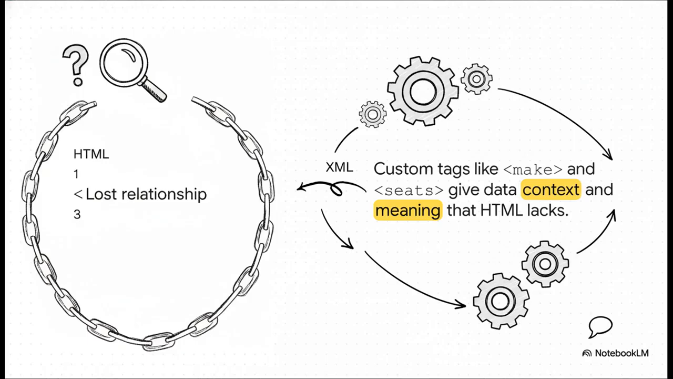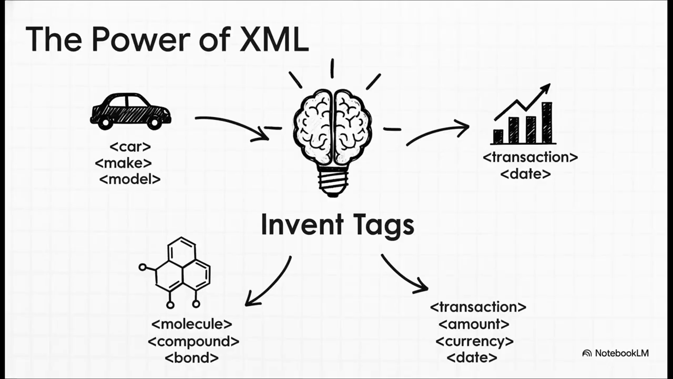The data has context. So that's the big takeaway. With XML, you're not stuck with a list of predefined tags like in HTML. You invent the tags that make sense for your data. So whether you're describing cars or planets or financial records, you can build a structure that gives that data real, understandable meaning.